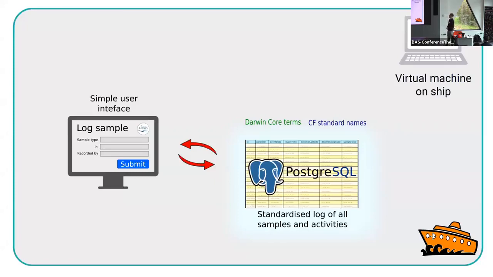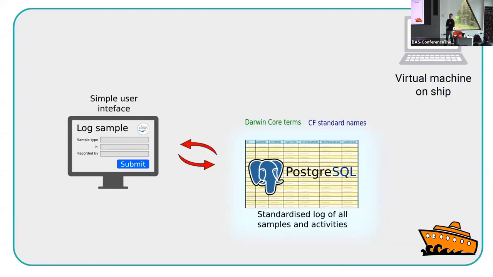So it works like this. We have a virtual machine on board the ship, that hosts a PostgreSQL database. The database is a catalog of the metadata, so we don't include any data within this, but we include the information about the data.